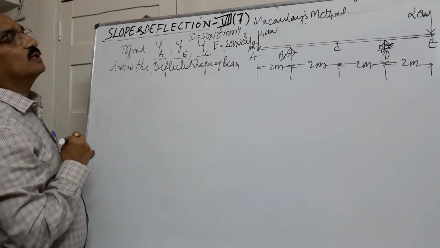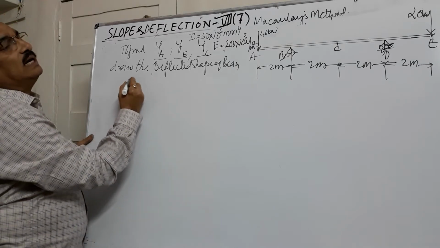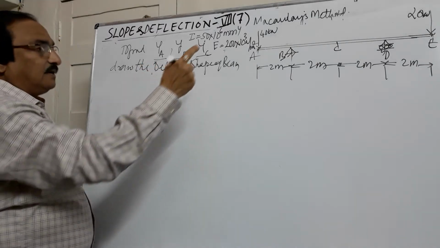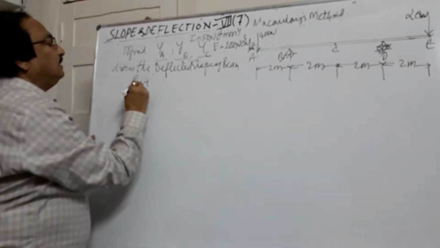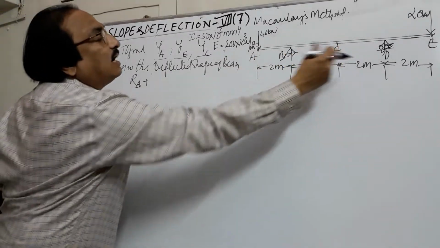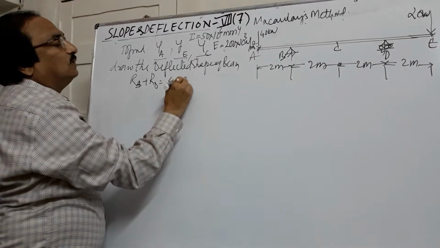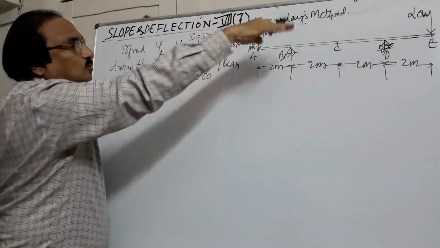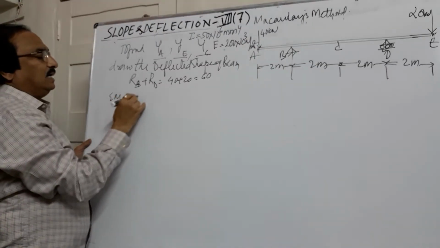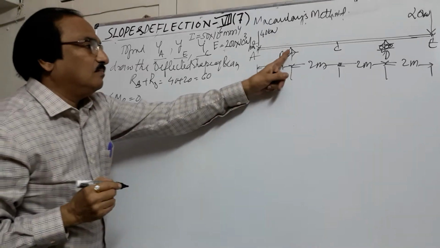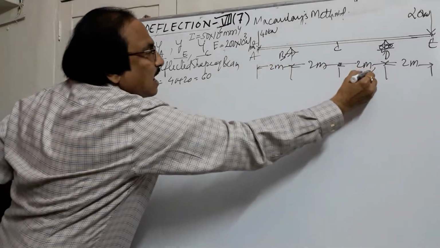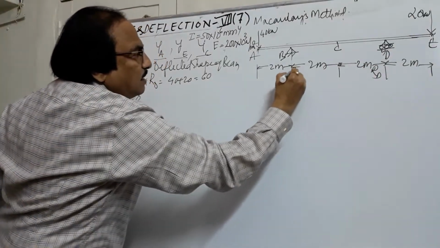So first we'll go for the reactions. Here there are only 2 loads acting. So RB plus RD, one is one support and RD is another support, is equal to 40 plus 20 is equal to 60. This is the total downward load acting. So let us take moment about B and equate it to 0. I am taking moment about B.